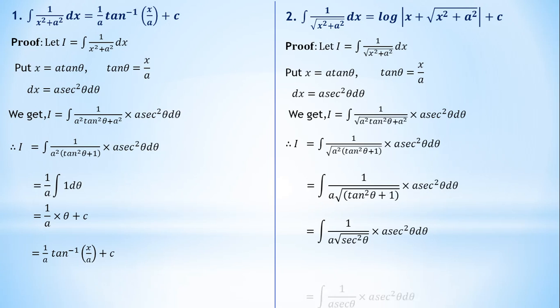So see the further simplification. A and a will get cancelled, and here this will be 1 upon a sec theta into a sec square theta d theta. So here a and a will get cancelled, one sec theta will get cancelled. So the simplification will be, now see further, we just get the integration of sec theta d theta. Okay, so this is the simplification. After that, proper standard substitution. Now what is the integration of sec theta? Integration of sec theta with respect to theta, all of you know that it is log of modulus of sec theta plus tan theta.